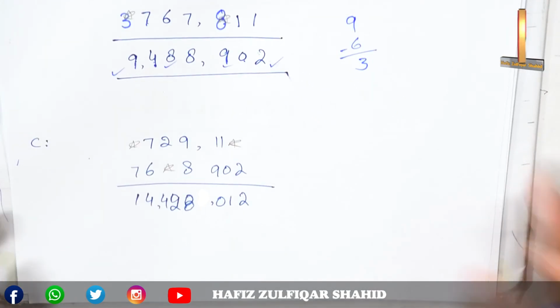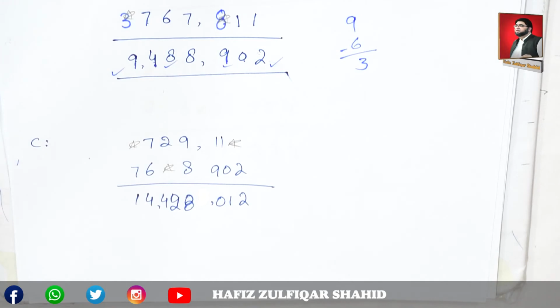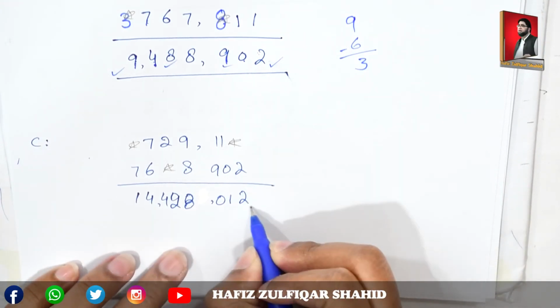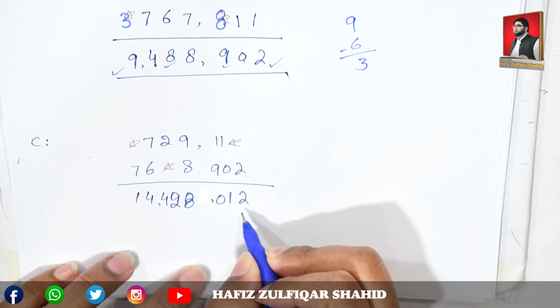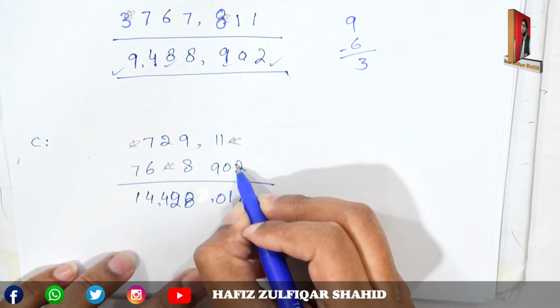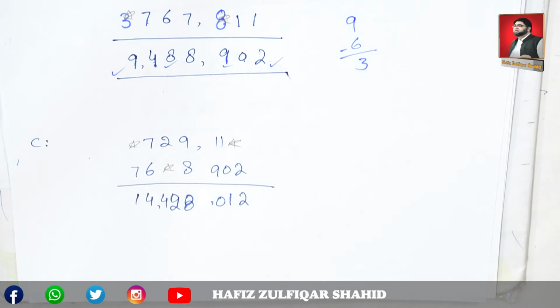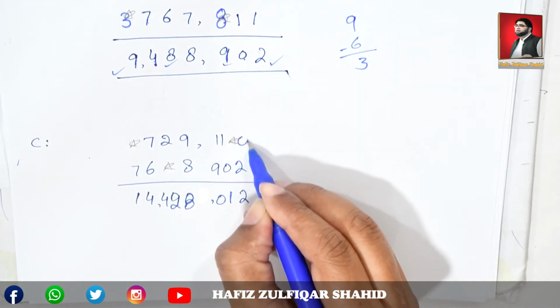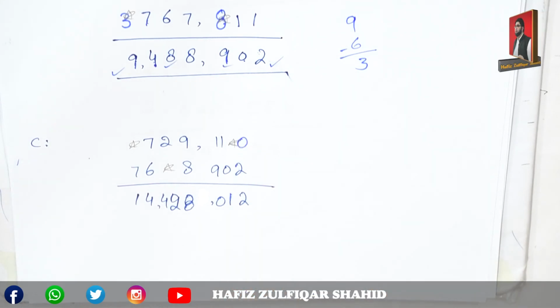Let's do next C part of this exercise. We have answer 2 and we have 2 in the question, so add 0 here.